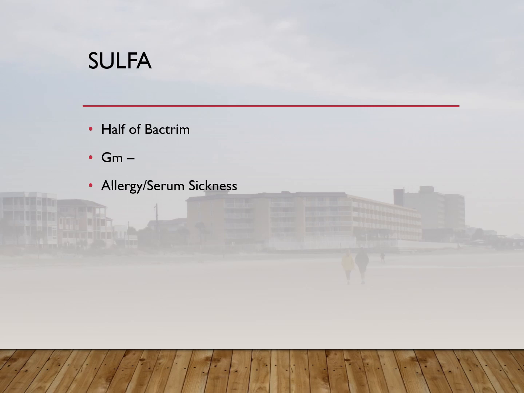Sulfa, as we noted, is a bacteriostatic antibiotic. Bactrim is half sulfa, and the other is something called trimethoprim. It has great coverage for gram negatives. It has moderately good coverage for gram positives, especially MRSA. MRSA tends to respond very nicely to Bactrim.